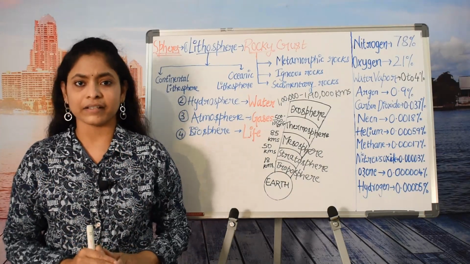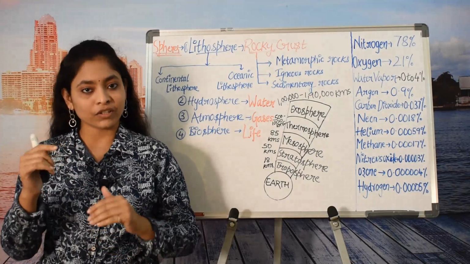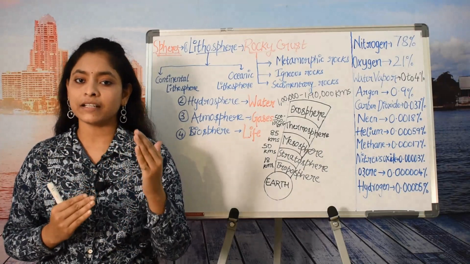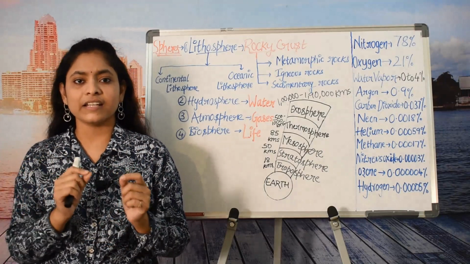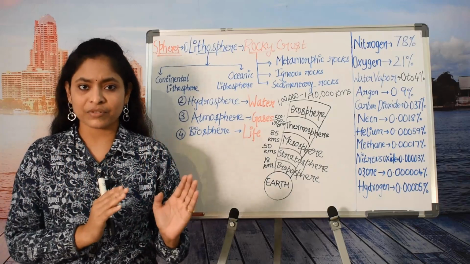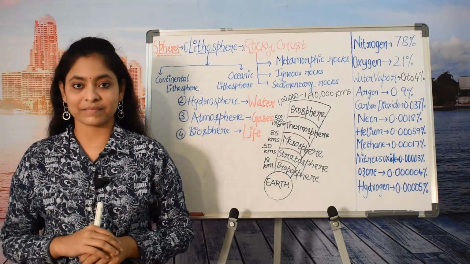Next, Antarctica. South Pole lies at the center of this continent. There are no human settlements. It is permanently covered with thick ice sheets. India has research stations in Antarctica. Those are Maitri and Dakshin Gangotri.